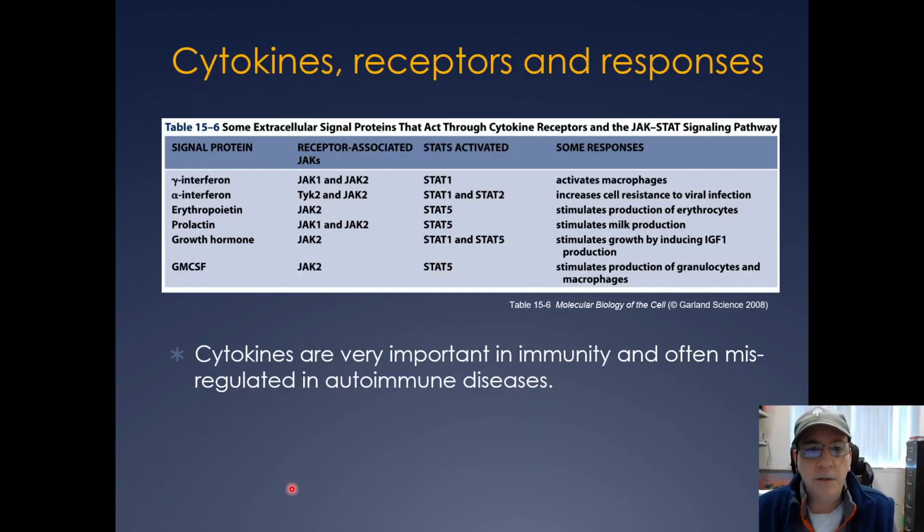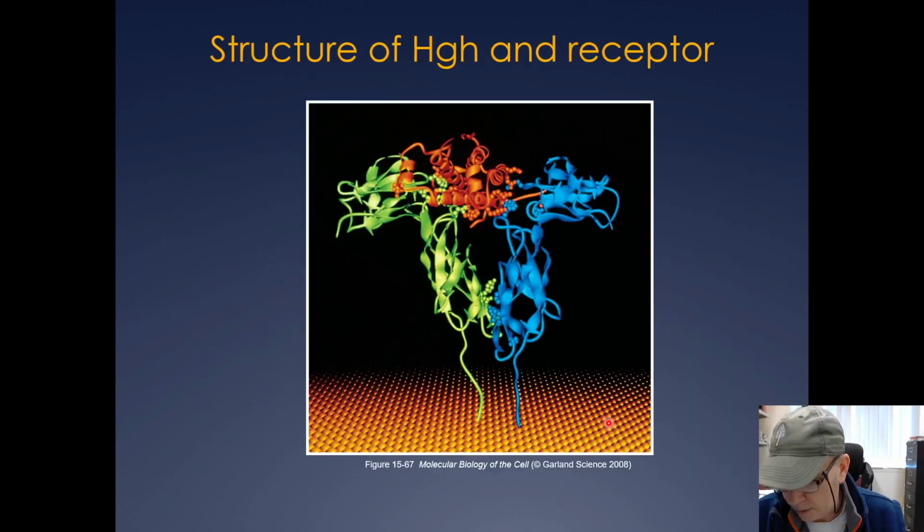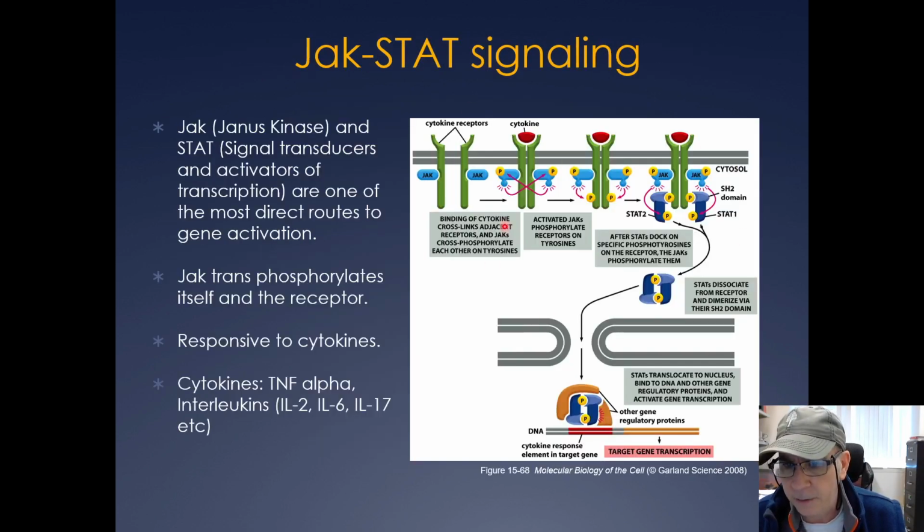Here's an example of some of the signaling proteins and how they function through the Jak-STAT signaling cascade. No need to necessarily memorize these, but remember that cytokines are really important in immunity and are often misregulated in autoimmune diseases. Go back and look this over. It's simple enough that I think you can catch on to how it works. This is a great mechanism for cytokine signaling.